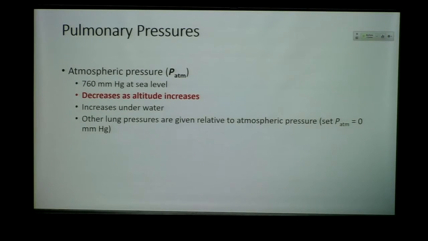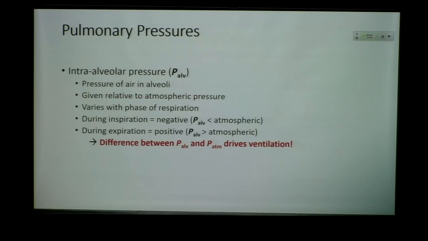And so there are two pressures that we can speak about in terms of looking at this. We can look at the absolute value, which is about 760. And then we can look at the relative value using that 0 as our reference point, okay? We then talked about the intra-alveolar pressure. This is the pressure of the air that's actually inside the alveoli. And this is the second component of our gradient, okay?